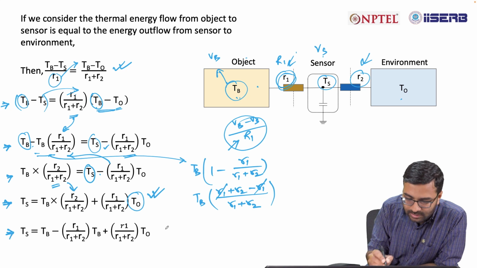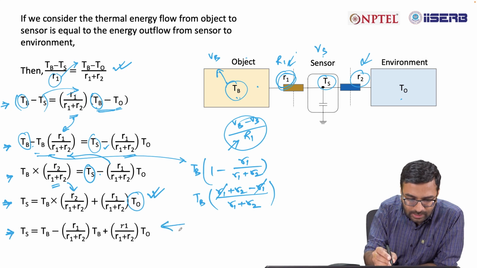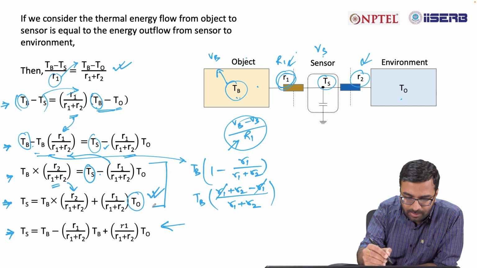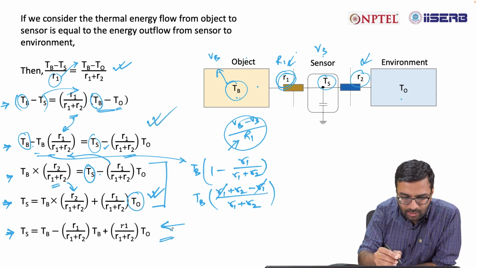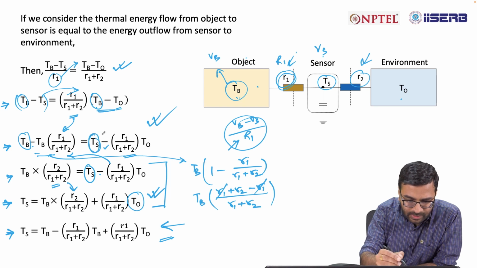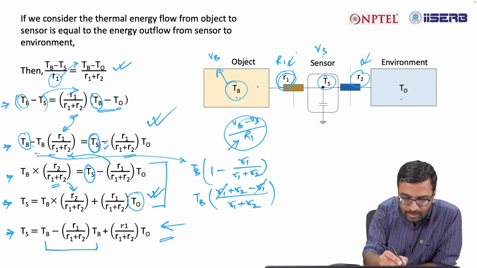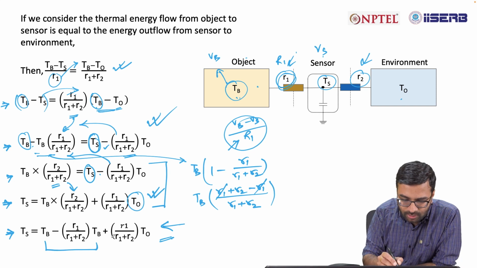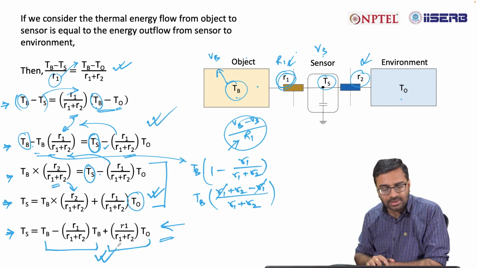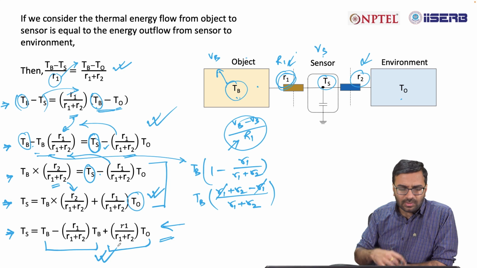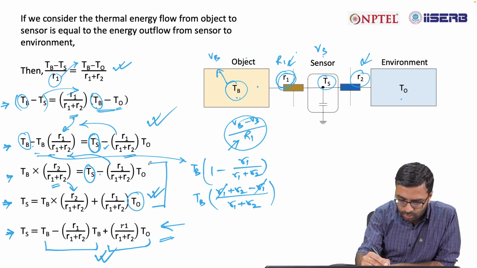Or you may find this equation if you just neglect these two steps. From here itself you can directly come to this step where your TS is equal to TB minus R1 divided by R1 plus R2 into TB, this term. This will go to the other side. So it will be plus R1 divided by R1 plus R2 into T0, right. So this is another expression from the same thing. Even you can neglect these two steps.